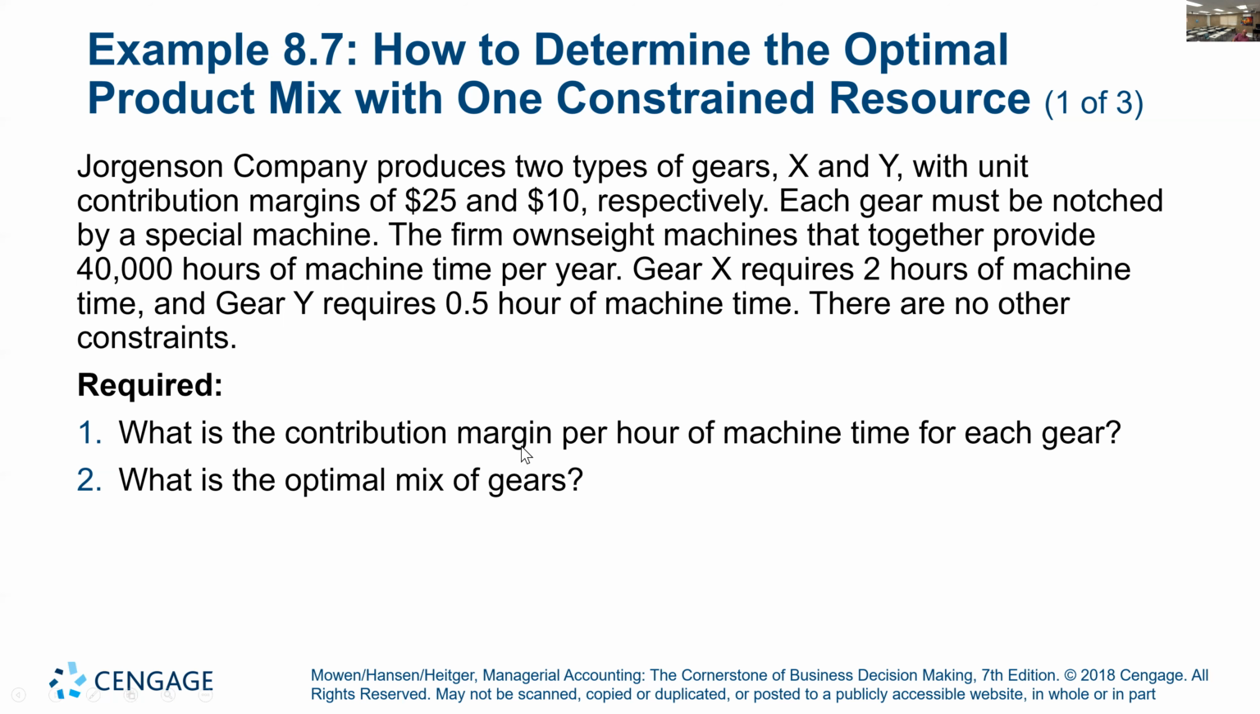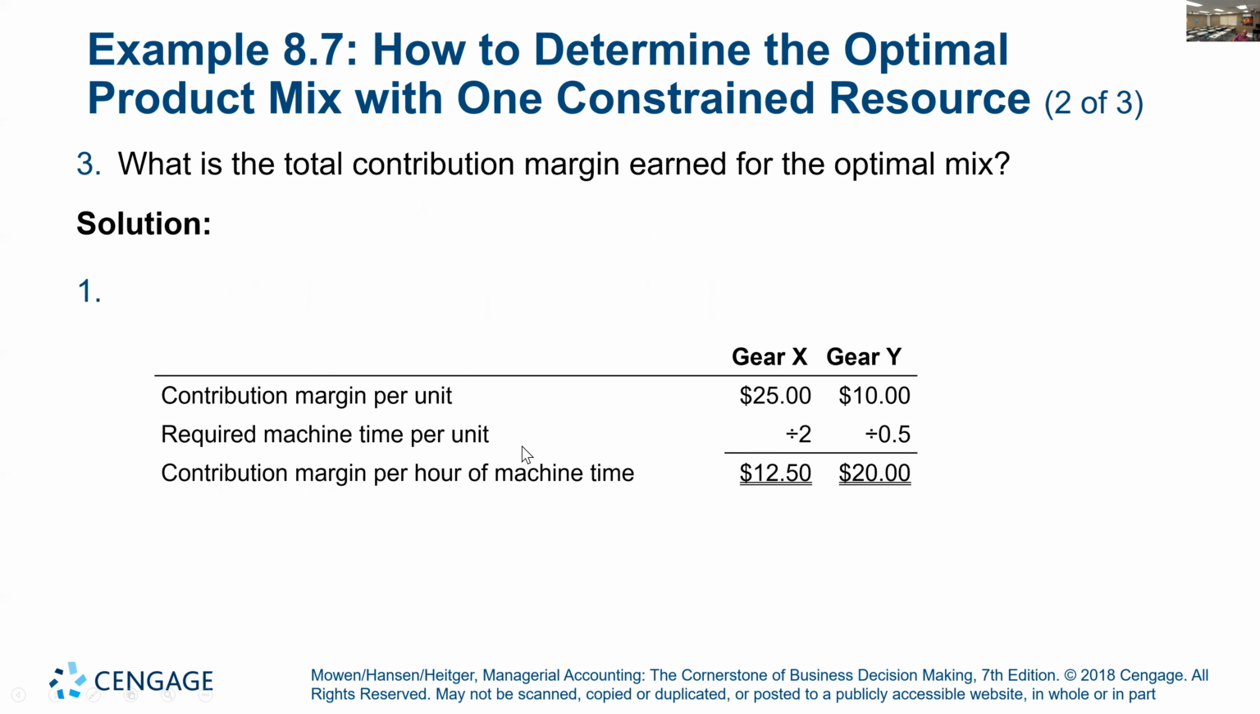So how do you find the contribution margin per machine hour? Well, you take the contribution margin per unit and divide it by how much time is needed on the machine. Machine time is our constraint this time, but it could be labor hours, or whatever it is; it's the required machine time per unit. So here you can see, we take our gear divided by only a half an hour, we get a $20 per hour contribution margin for gear Y and $12.50 per hour contribution margin for gear X.